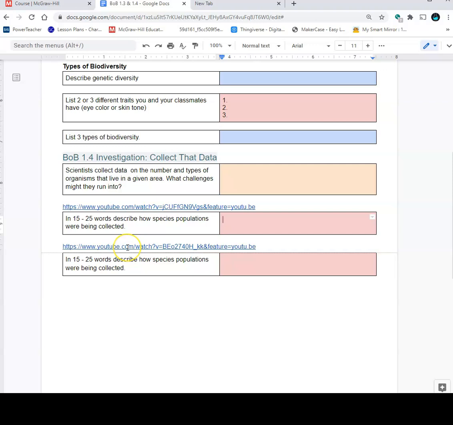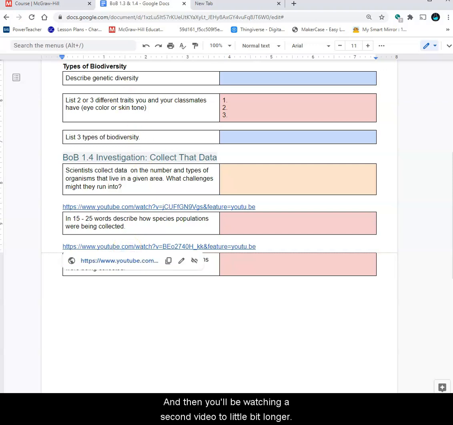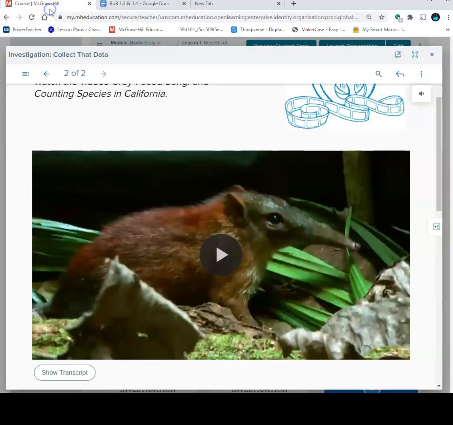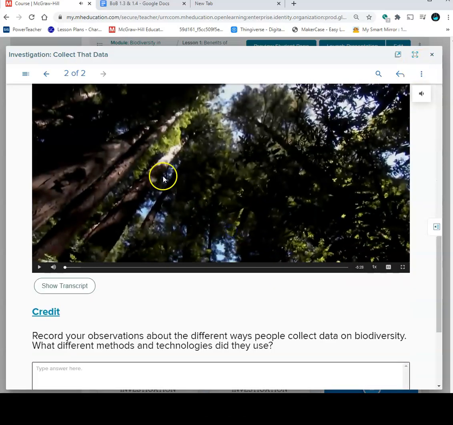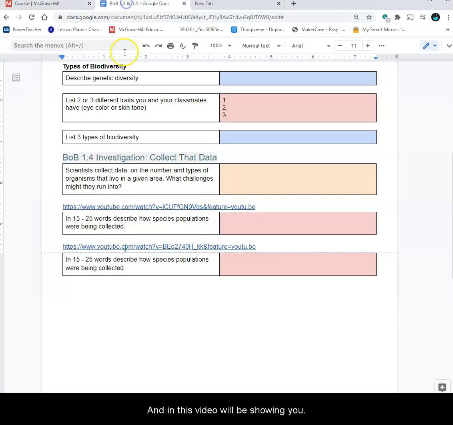And then you'll be watching a second video. It's a little bit longer, about 4 or 5 minutes. And in this video, they'll be showing you probably like 3 different techniques that are used to collect data on different populations. So you could, as 3 sentences, probably just say 3 different techniques that they used.